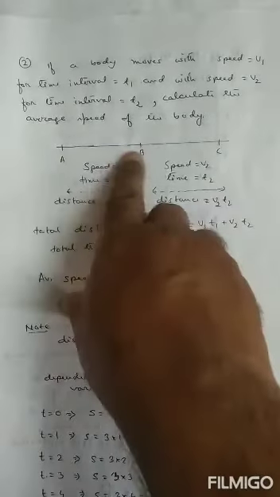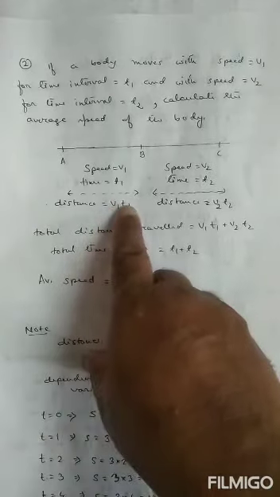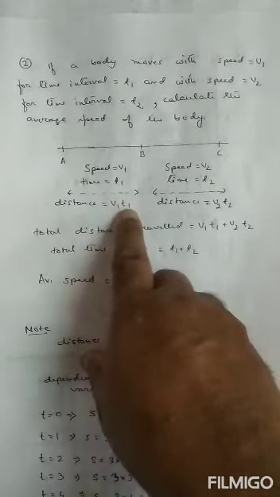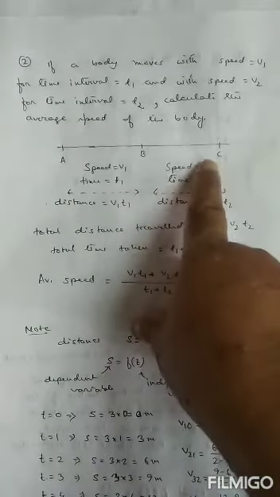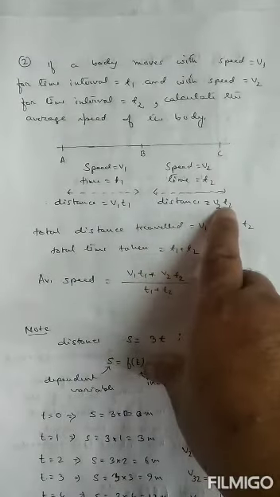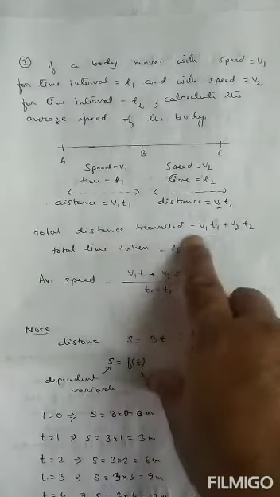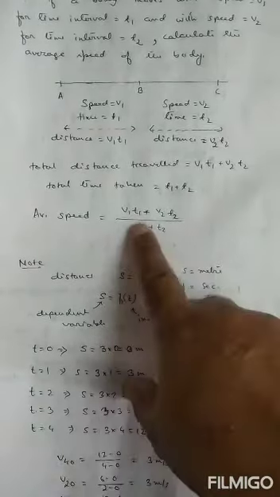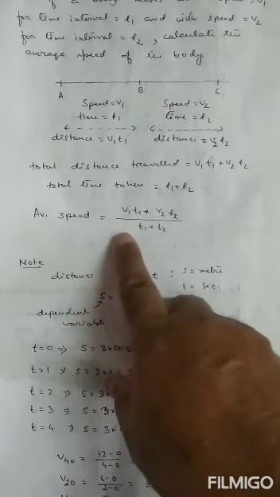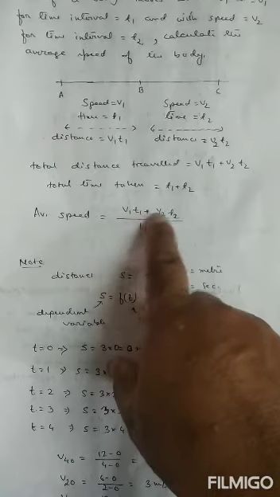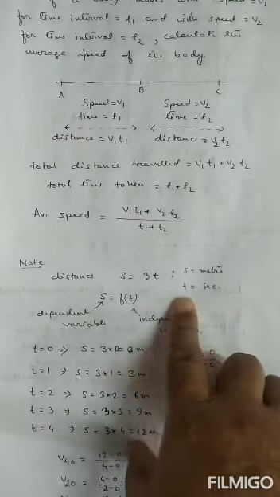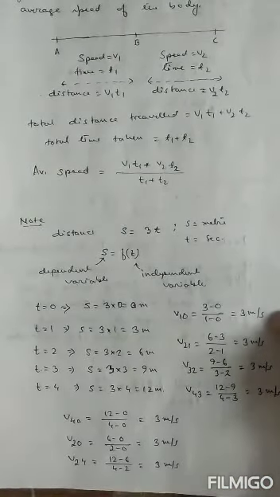So what is the distance between A, B? v1, t1. Velocity, speed means distance by time. So what is distance? Speed into time. What is the second distance travelled by the body? v2, t2. So what is total distance travelled? v1, t1 plus v2, t2. What is total time taken? t1 plus t2. So what is average speed? v1, t1 plus v2, t2 divided by t1 plus t2. Yes or no? So this is the average speed.